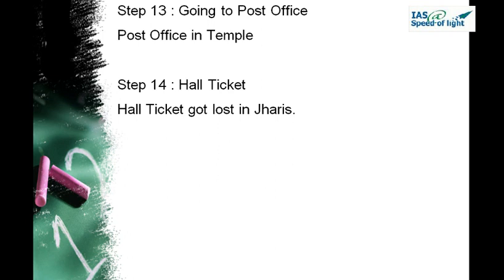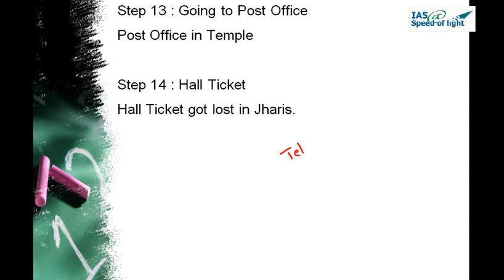UPSC address and mug. Then after writing the address, you went to the post office. Post office, we linked it with temple. Your temple was having the post office, and finally you got the hall ticket which got lost in the Jhadis, and that is Jharkhand. So this is the sequence of the formation of Indian states from after 1956 to present, and the latest entry into this is Telangana.